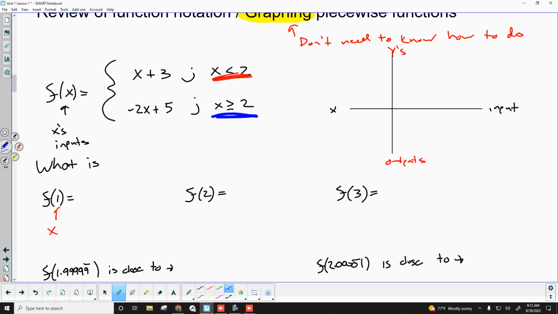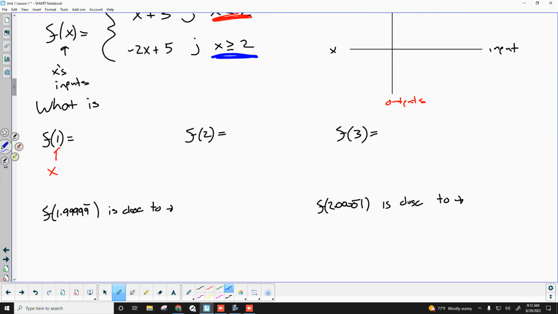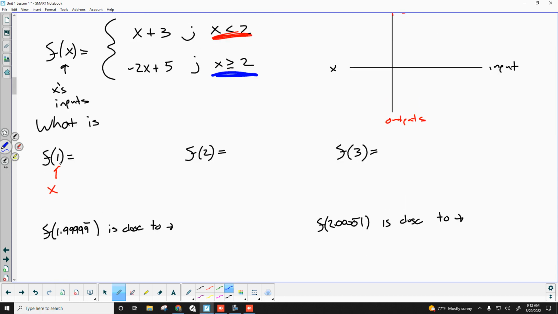So it's important before we do anything to realize, oh, 1 is an X value that's less than 2. I will take that X value 1. I'm not going to plug it into both because I'm only told to use that piece for X less than 2. So I plug in 1 to this piece. I get 1 plus 3. That's 4. Boom. If I'd like to, you could graph the point (1, 4).